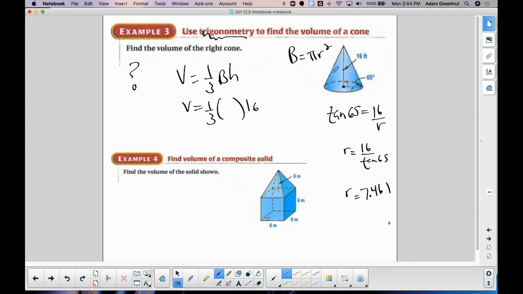I'm going to multiply that by pi. 174.88. I'm going to leave the calculator decimal. Divide by 3 times 16. And I'm getting a volume of 932. No rounding directions. I'll say 0.7 feet cubed. Hopefully you got something similar.